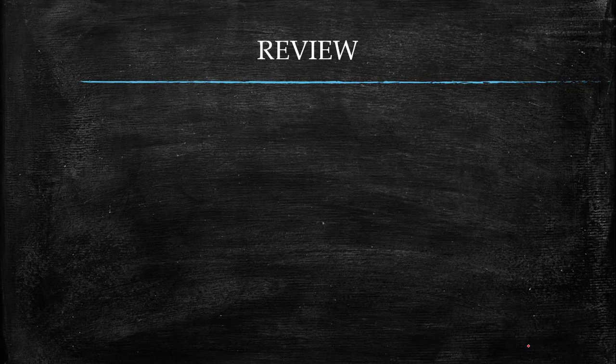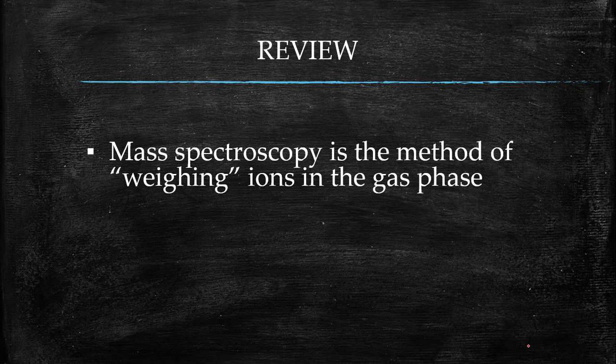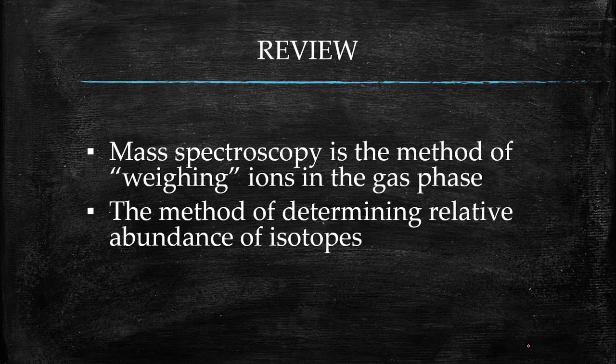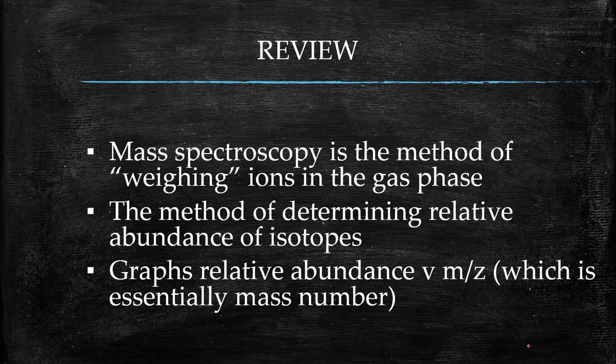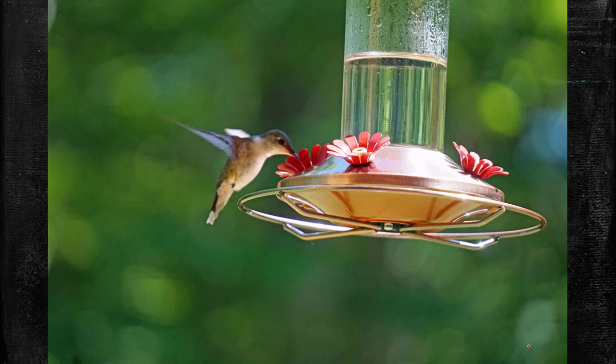So that's how you use mass spectroscopy. Remember, it's a method of weighing ions in the gas phase. It allows us to determine the relative abundance of isotopes. And the graph is relative abundance versus the mass to charge ratio, but the mass to charge ratio is essentially the mass number. So now you know how we determine the percentage of isotopes. You can do your practice problems, and we'll move on to something new next time.